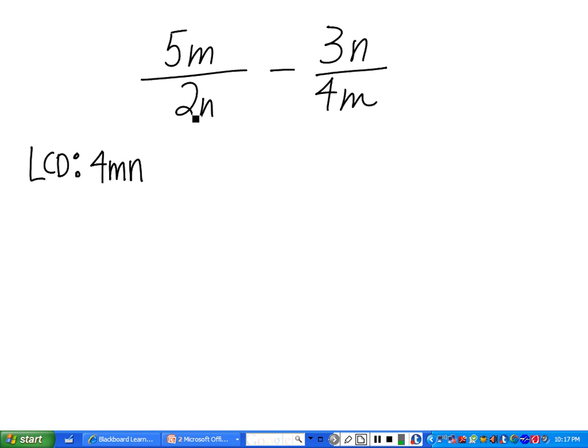So in order to get 2n to be 4mn, I've got to see what I can multiply times 2n to get that. And all I need is a 2 and an m to get this LCD 4mn. And because I multiplied it times the denominator, the only legal way to do that is to also multiply the numerator times 2m as well. And then on this side, I have the 4 already, right? I have the m already, but I'm missing the n. So I only need to multiply the numerator and denominator by n.